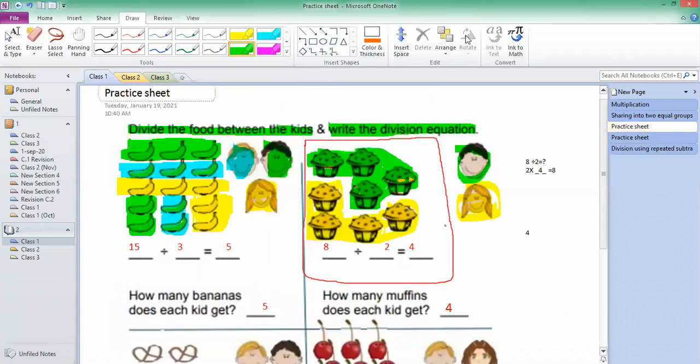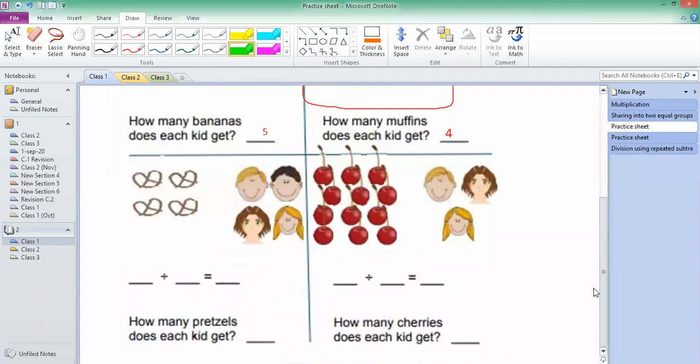Now we are going to move to the practice sheet, and we will solve these remaining 2 questions with the repeated subtraction method. You can see, guys, first we are going to do this one. Okay. I will take help from you and you will help me to solve this question.